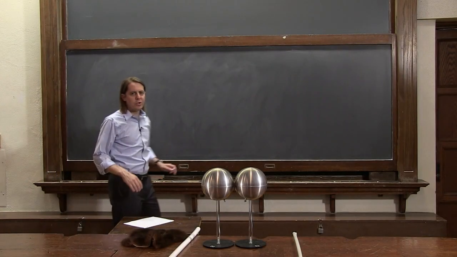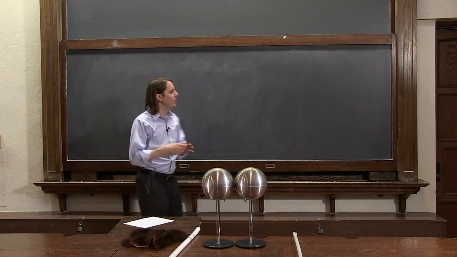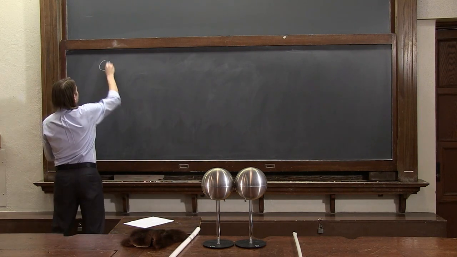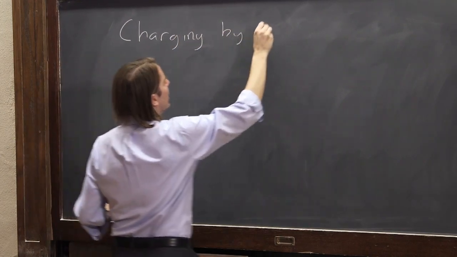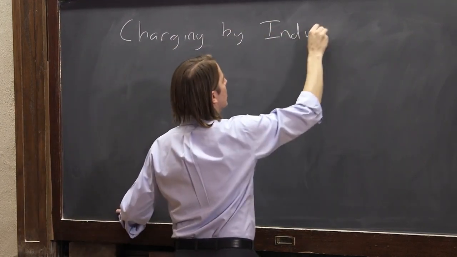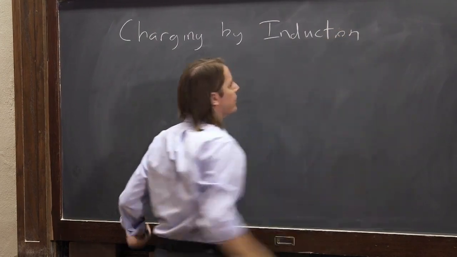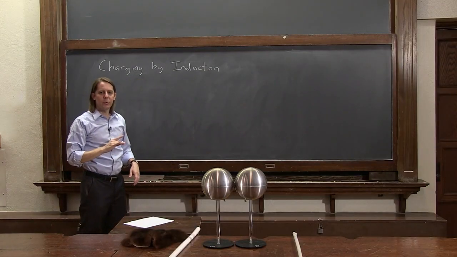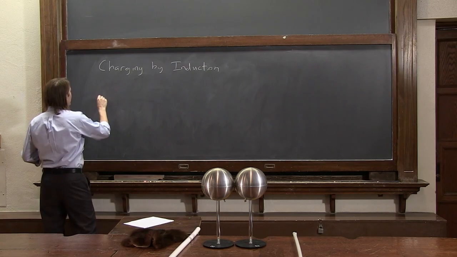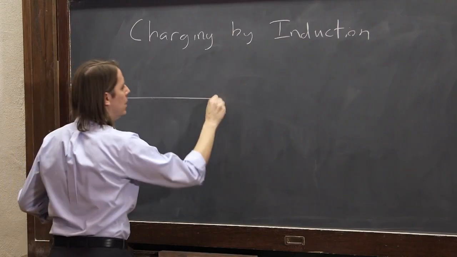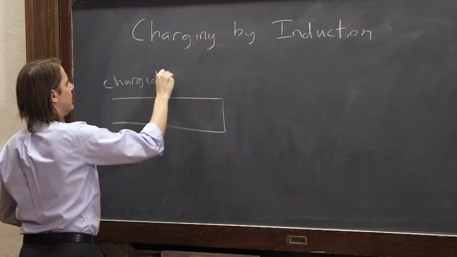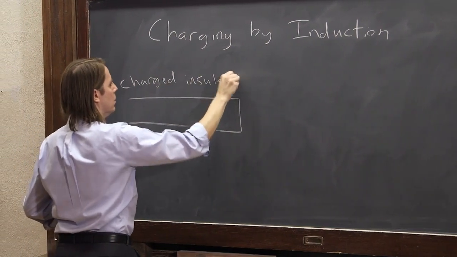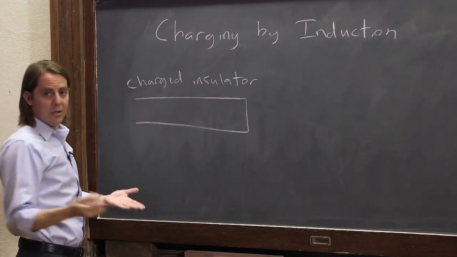We've talked about charging objects up by rubbing them, but we need another way. We are now going to talk about charging by induction. This is something we can do now that we know we have two kinds of materials. So one material will be our charged insulator. It could be the Teflon rod.